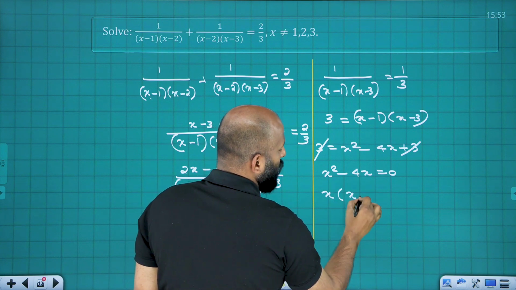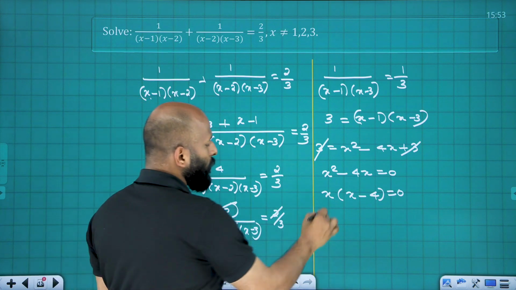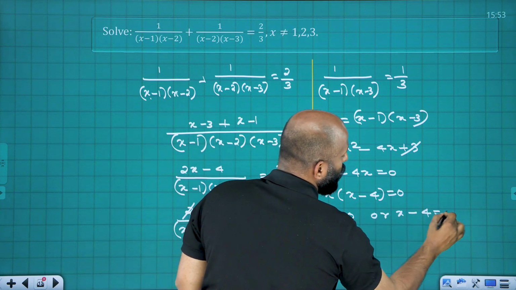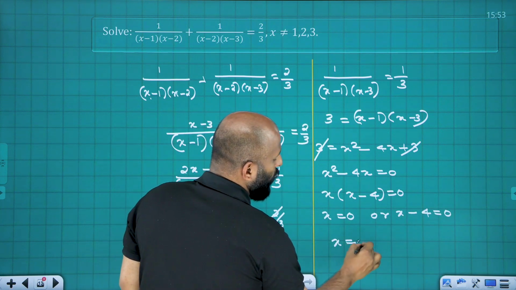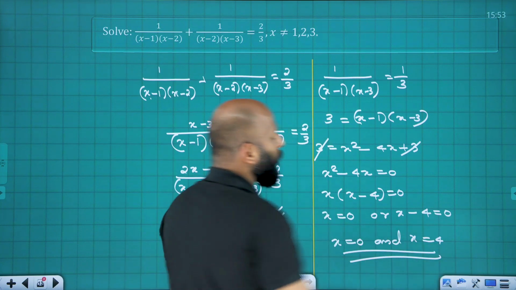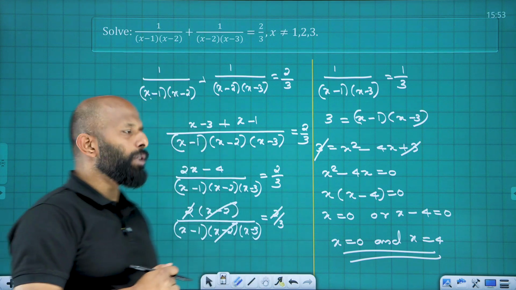x into x minus 4. Here we can take x common out. Then the product of two numbers is 0, which means either x is equal to 0 or x minus 4 is equal to 0. So our final answer is x is equal to 0 and x is equal to 4, or 0 comma 4 is our answer. Hope all of you understood this question. Now we can move to the next question.